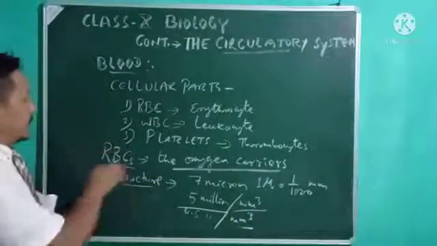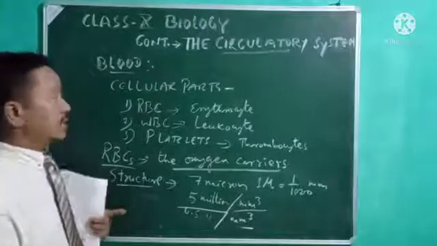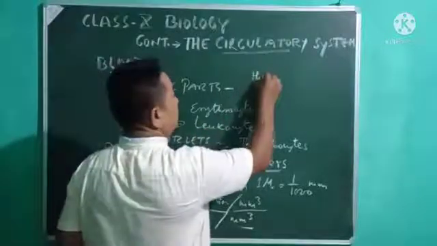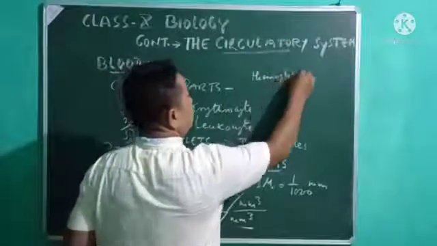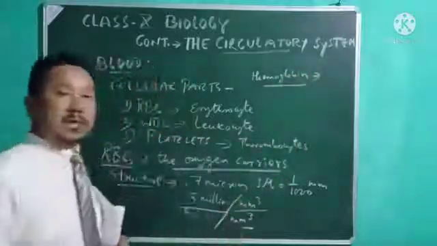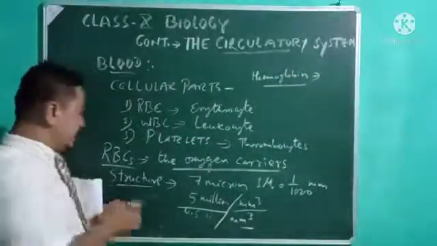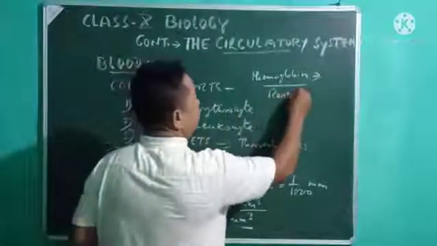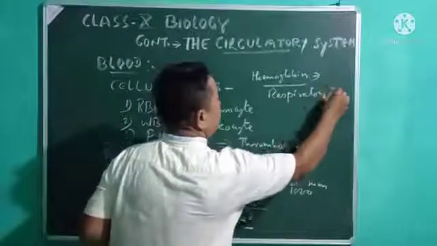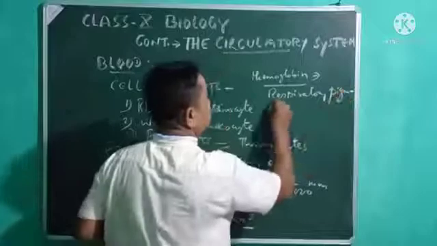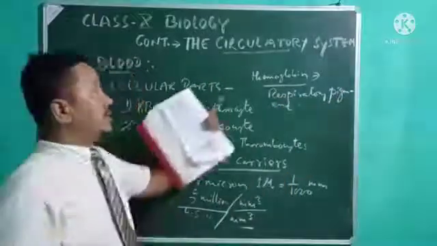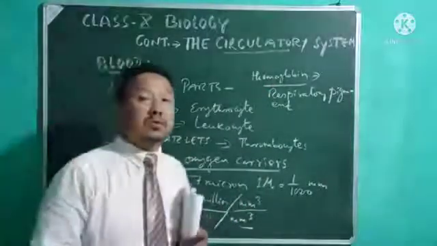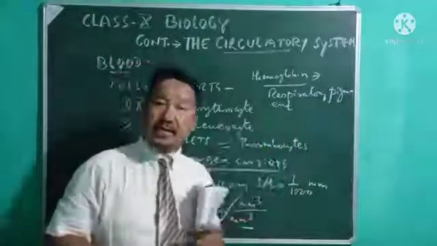Then RBC contain a kind of pigment in it, which is called hemoglobin. Hemoglobin is the pigment present there in RBC, which is also called respiratory pigment. It is also called respiratory pigment, which means this particular substance present in the blood, especially in RBC, is the one which carries respiratory gases.